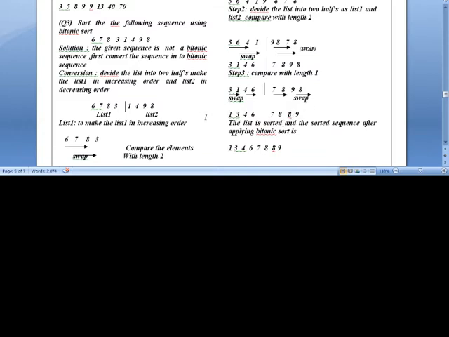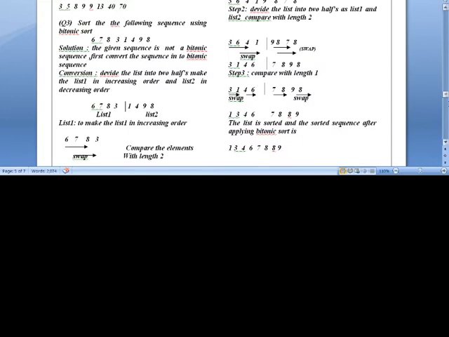You combine these two sorted lists. So this is called recursive calling of bitonic sort, n by 2, n by 2. Recursively calling, we make individual lists sorted. Now we combine these two individual sorted lists, and we will get the final sorted list of bitonic sort: 1, 3, 4, 6, 7, 8, 8, 9.